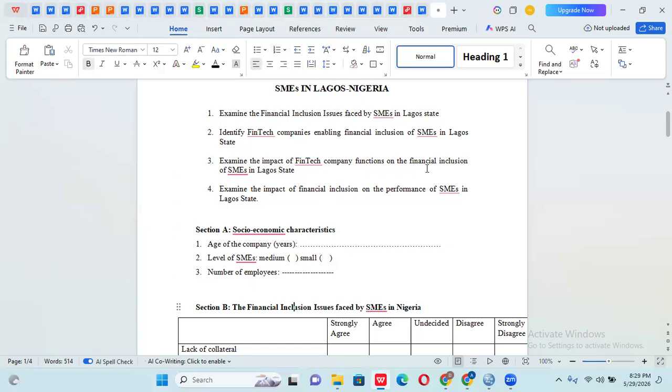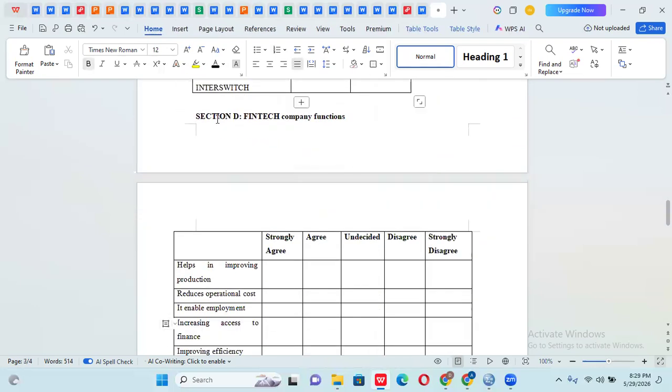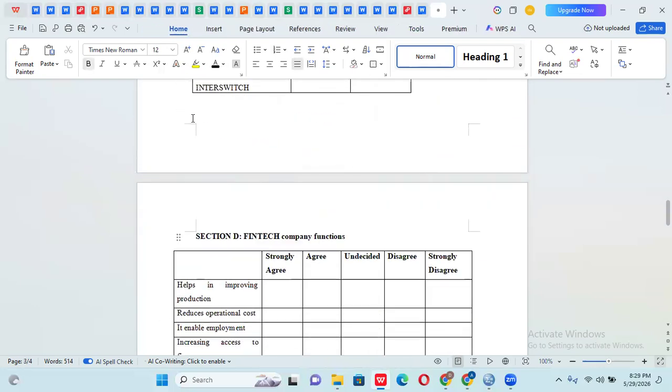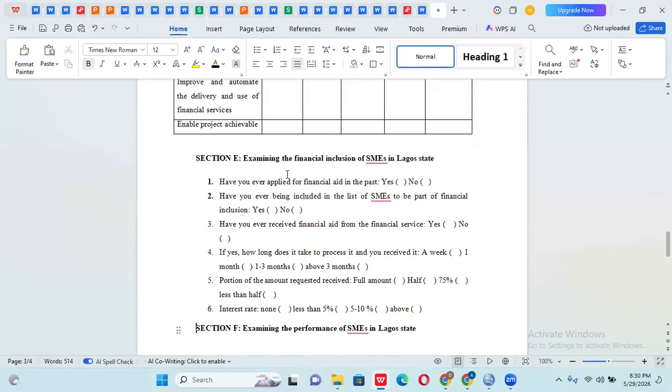So now let's check it out. Let's see what we used here. We are the one that used it. So fintech company functions was separated. Thank you. So we have questions on fintech company functions separately. Let's look at whether we have questions on financial inclusion of SMEs. Yes, examine the financial inclusion of SMEs. So we have them separately. So automatically now we can use inferential statistics.